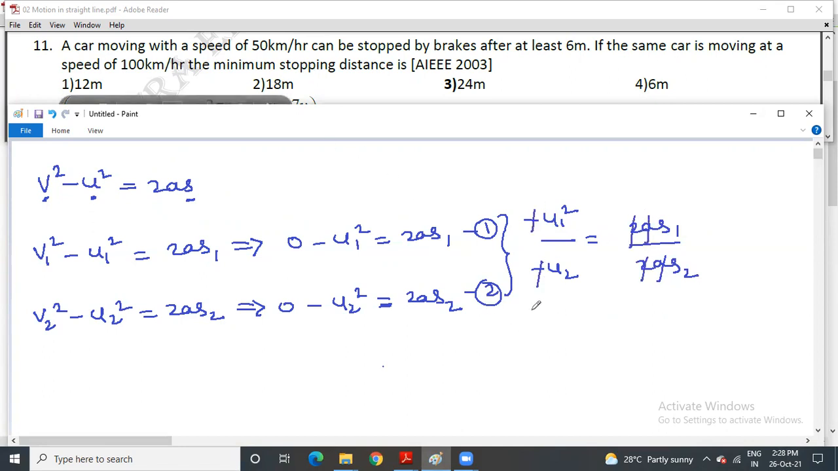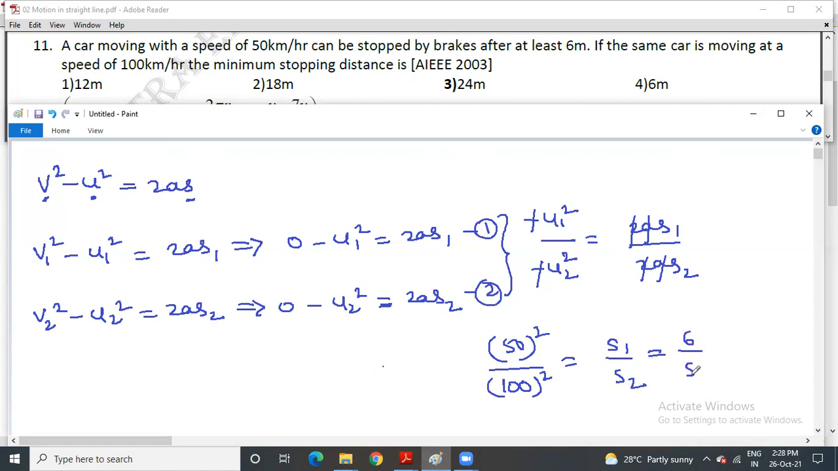Look at the question. How much is u1? It is 50. Since in the formula we have square, u2 square, how much is u2? It is 100, whole square, is equal to s1 by s2. So how much is s1 given? s1 is 6 given, s2 we are looking for.